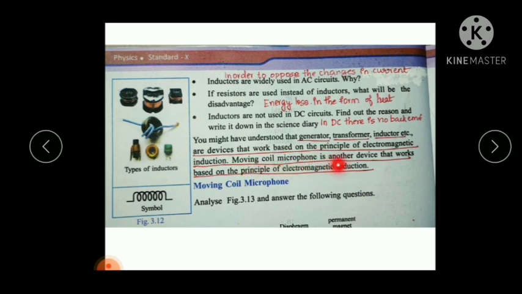Moving coil microphone is another device that works based on the principle of electromagnetic induction. So moving coil microphone is also a device which is working on the principle of electromagnetic induction. So which are the devices which are working on electromagnetic induction? Generator, transformer, inductors, moving coil microphone.